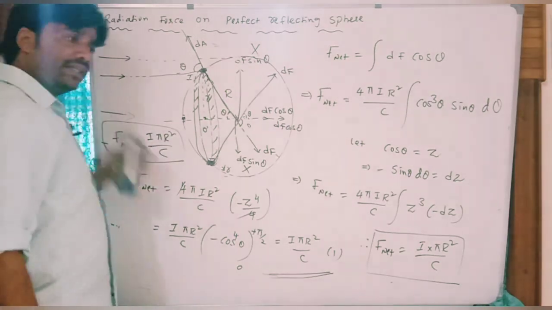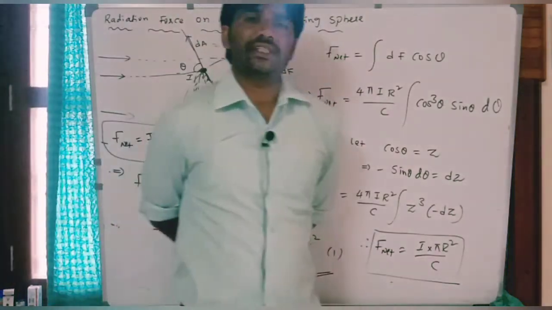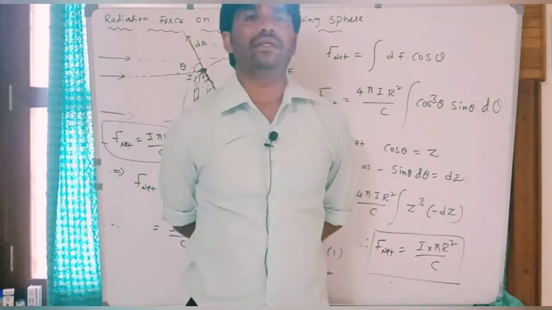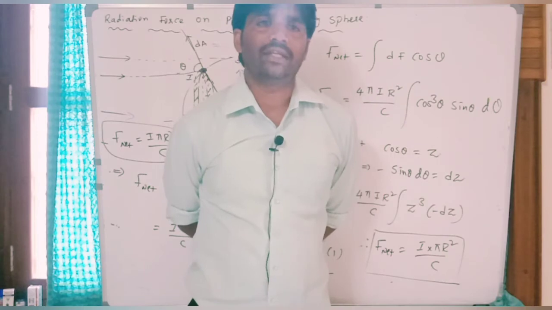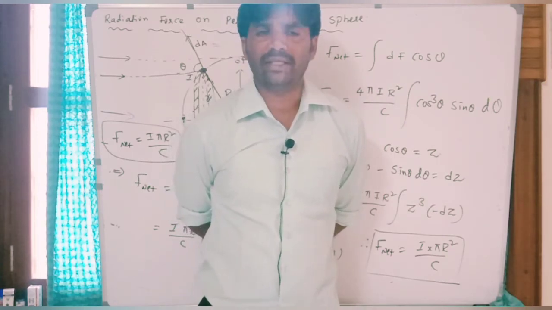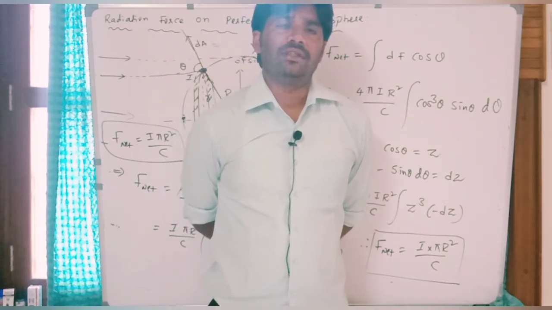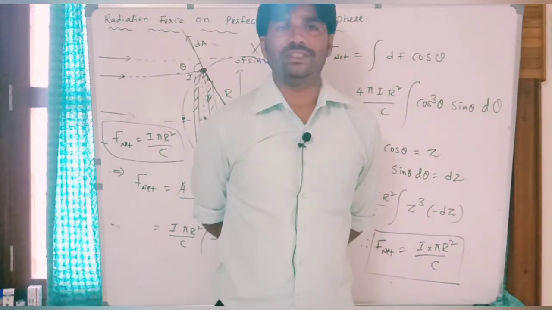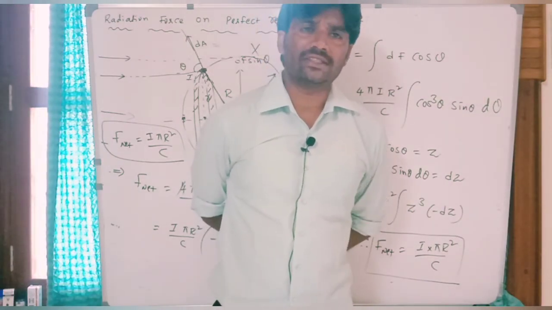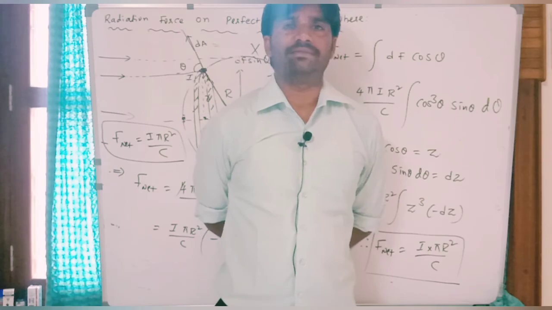From that you can understand that the radiation force experienced by the sphere is independent of the nature of the sphere, whether it is made of perfectly absorbing material or reflecting material. It experiences the same force, which is I, the radiation intensity, into pi r square by c. Clear?